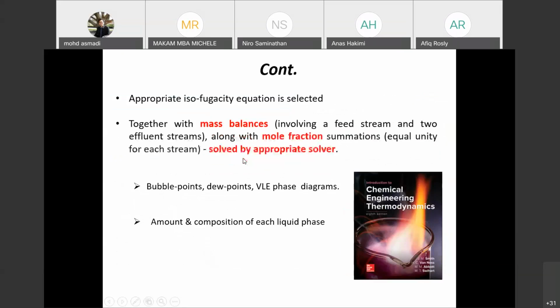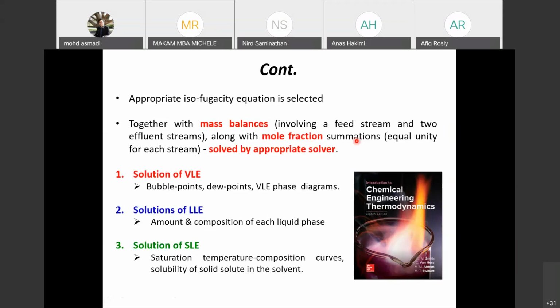So for phase equilibrium problems, we have to select the appropriate fugacity equation, together with the mass balance as well as the mole fraction summation, so we can solve with an appropriate solver or software. What we are going to solve is like VLE, where we can get the bubble point and dew point; and then LLE, the amount and composition; and SLE, the saturation temperature curve, solubility of the solid in the solvent.